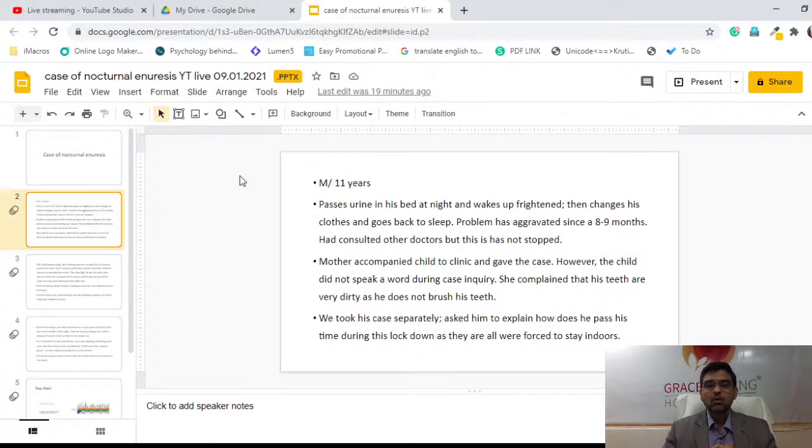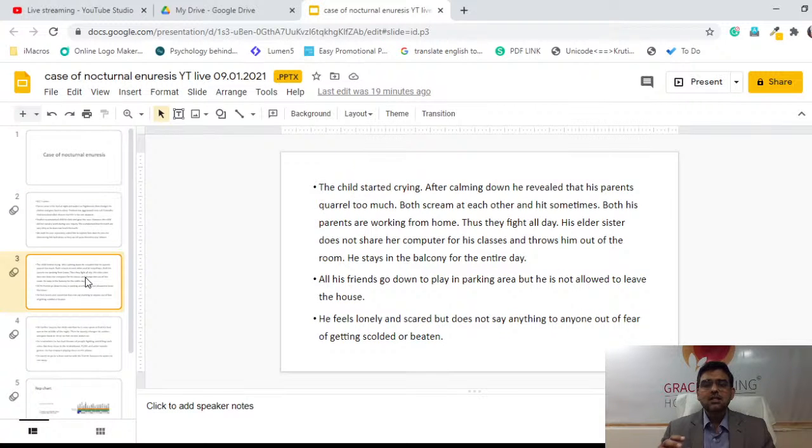However, the child did not speak a word during the case inquiry. He complained that his teeth are very dirty as he does not brush his teeth. We took his case separately, asked him to explain how he passes his day during the lockdown, as they are all forced to stay indoors.